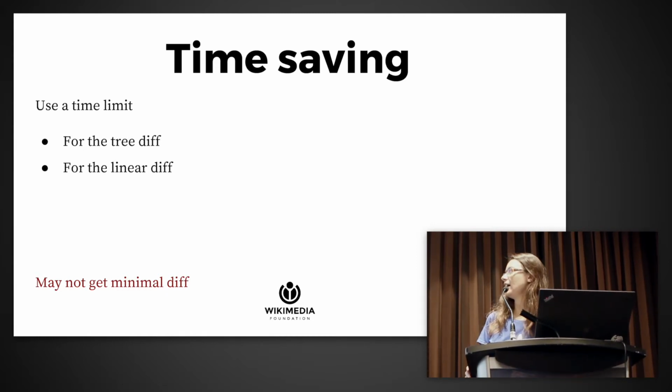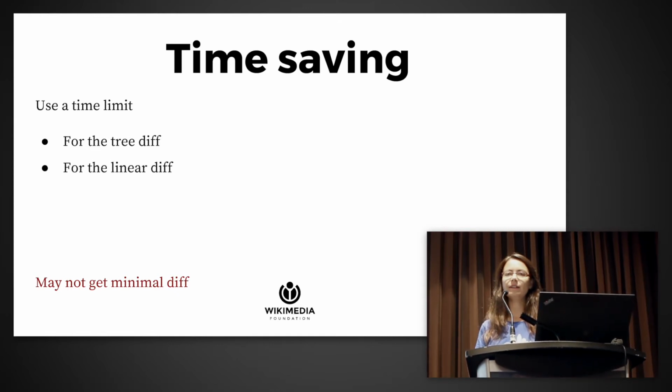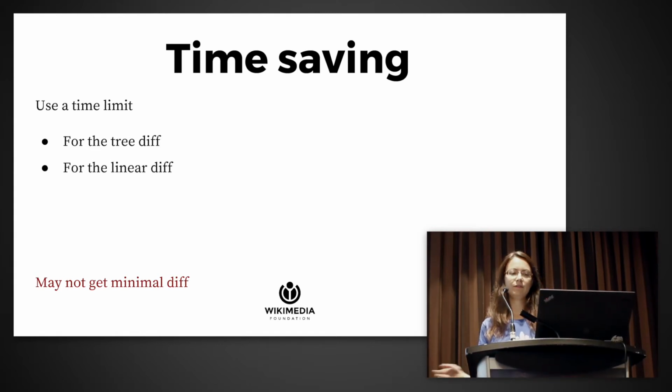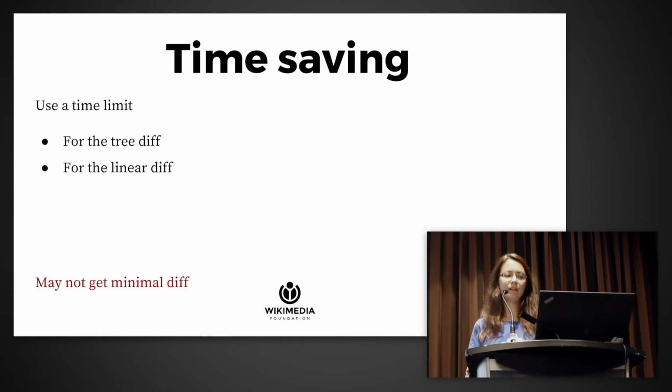In some edge cases, like large lists or large tables, the true diff might take a very long time. The linear diff can also take a long time. And so we add time limits to make sure that we don't just time out. In these cases, you may not get the minimal diff. The Wikitext diff might be better for those cases. So that's how we do the diffs.